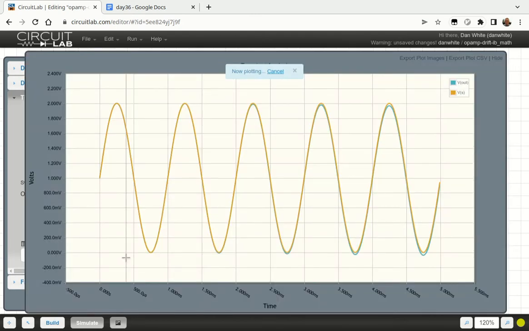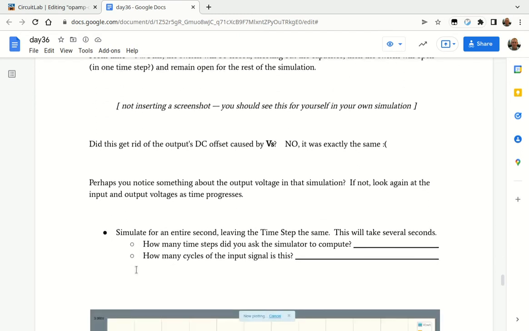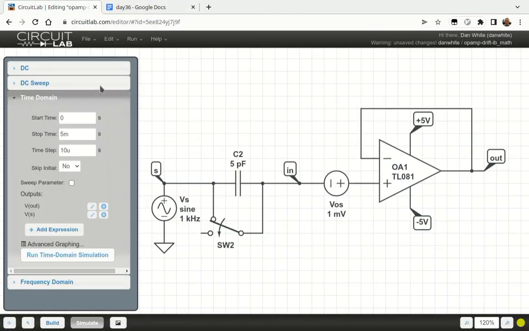Let's go back to that simulation again. Do you see something a little weird? The output looks like it's drooping. By the end of the simulation, it's like shifted down a little bit. Okay, that's a little interesting. All right, so let's simulate this thing for an entire second, but leave the step time the same. So step time is the same because I still need to see my sine wave. I want to go for an entire second.